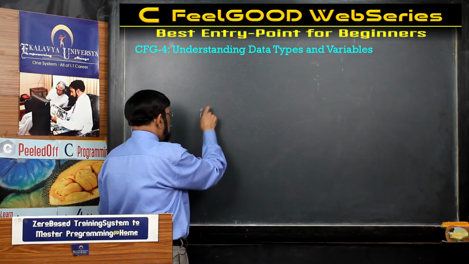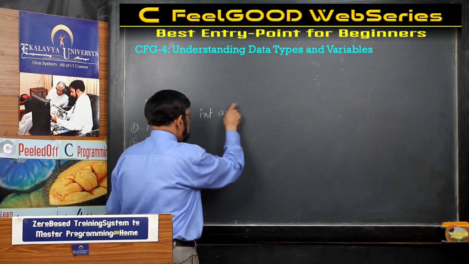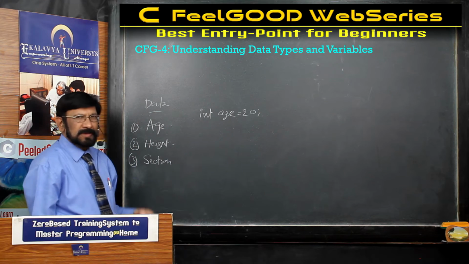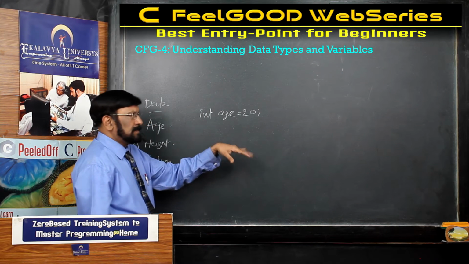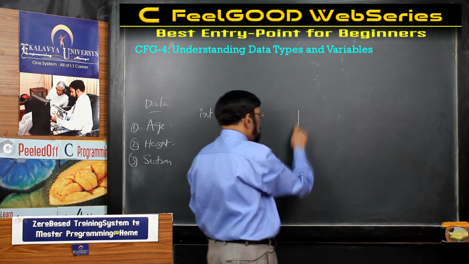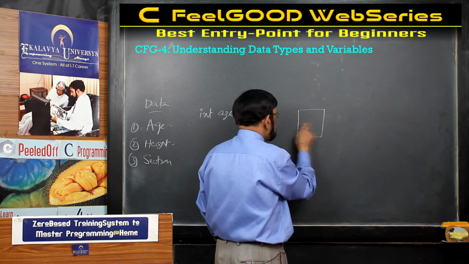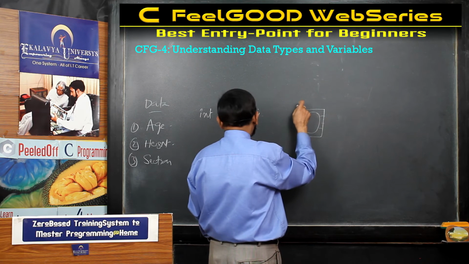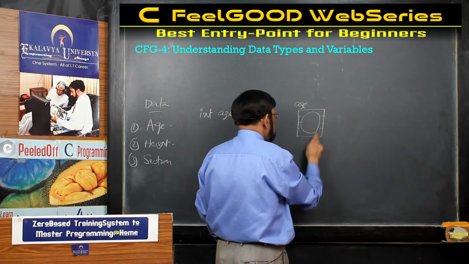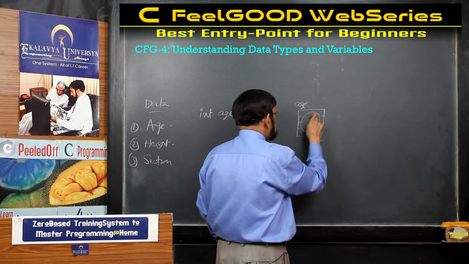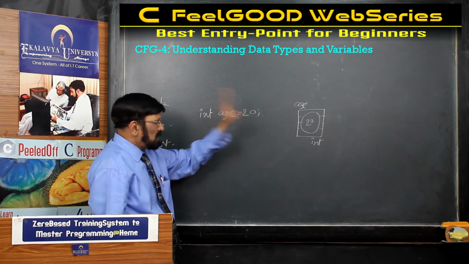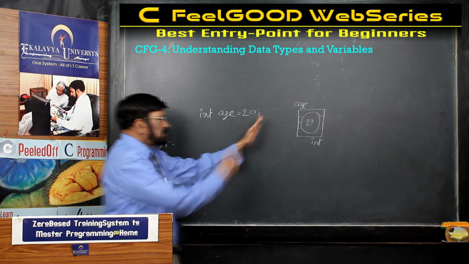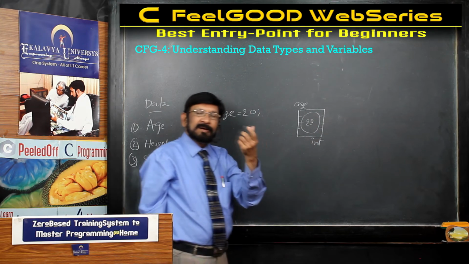Suppose I am writing like this: int age = 20. One statement I am writing in programming. Now, what is happening in computer memory? One memory container is allocated in the computer, and its name is age. Its type is int. Its value is 20. Just form a mental picture. Later, when we are implementing, I will show that. This entire stuff is called a variable.